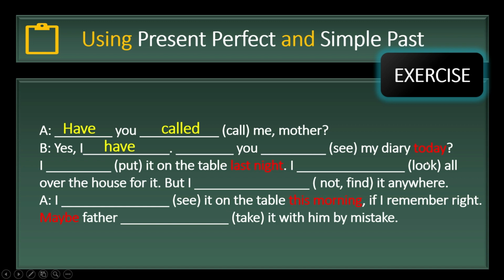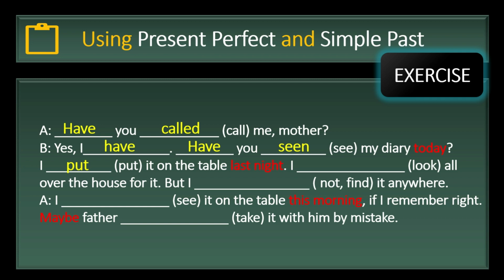Next, again, today. This is the key word. We have not mentioned any time here with today, so it means today is still in progress. So you can use present perfect tense. Have you seen my diary today? But with the answer, that's different. Here the speaker used last night. Last night is the phrase that is used when you talk about past time. So you have to use simple past, V2. I put it on the table last night.